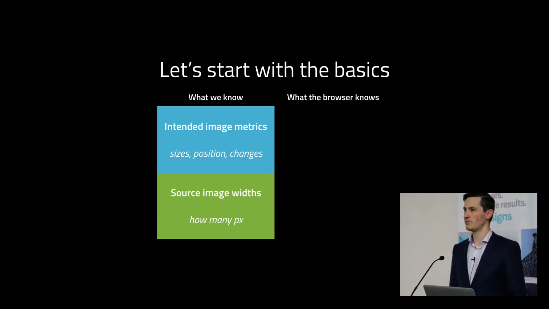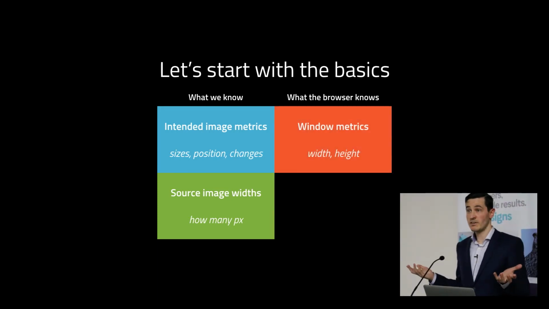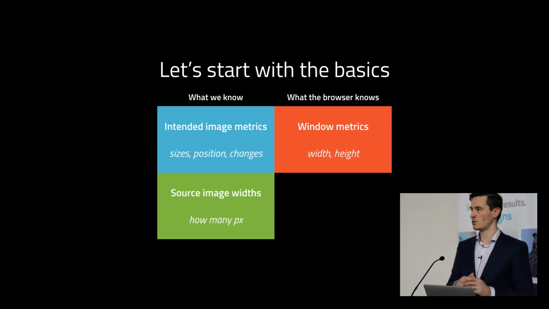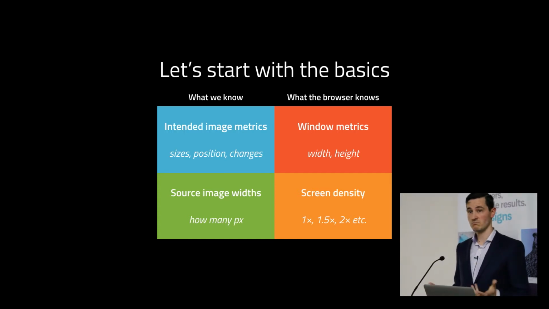But the browser knows a couple of things that we don't. The first one is the browser knows how big its window is. We can't guarantee that as content developers or content authors. But the browser knows, okay, this person is viewing it on their desktop, this person's viewing it on a tablet, this one's on a mobile. So the browser knows how big its window is. And finally, the browser knows what its screen density is. So retina displays, high-res displays, those sorts of things. We can't know that ahead of time. But if we put these four things together, we can come up with some pretty cool stuff.